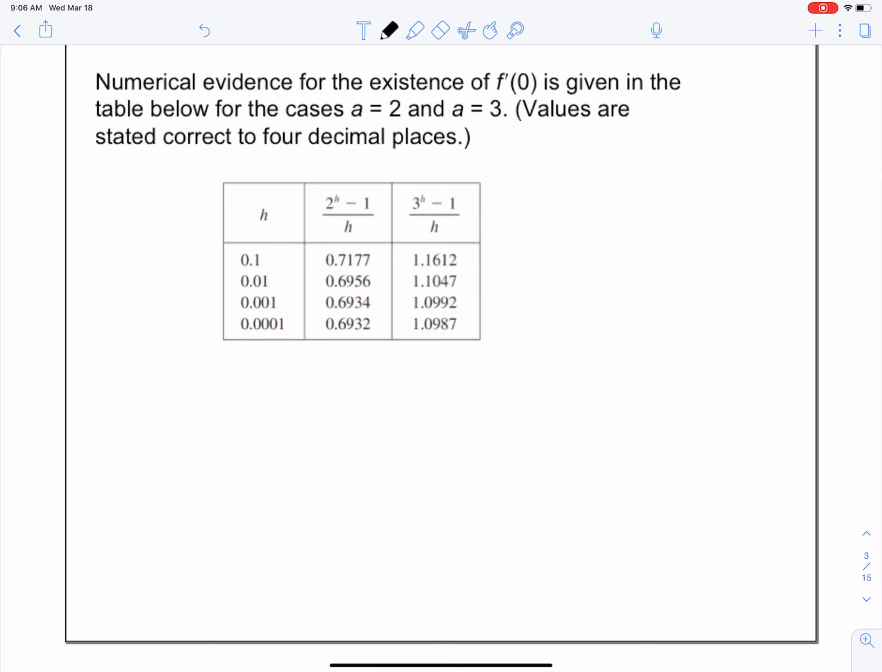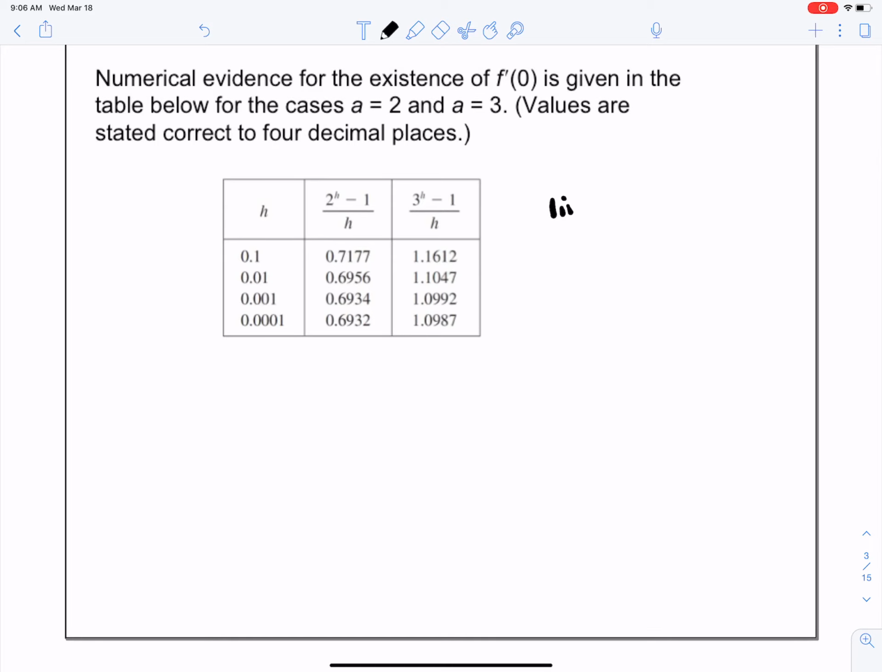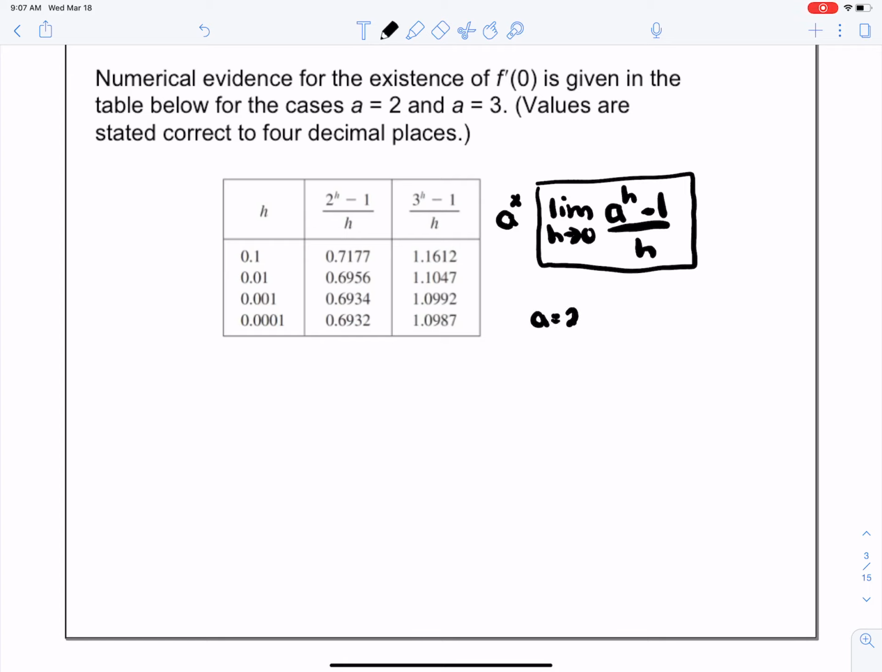Now let's look at different values. We had the limit as h tends to 0 of a to the h minus 1 over h, and we had a to the x on the outside. When we pay attention to this term for different values of a, for example when a is 2 or a is 3, we can numerically calculate this limit. When we do, we see that this may approach a value like 0.69, and this may approach a value like 1.09.